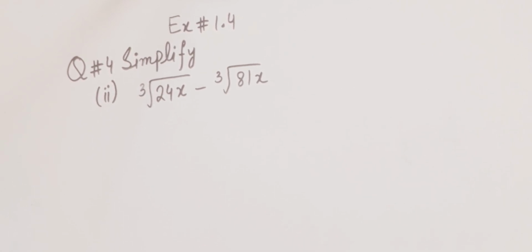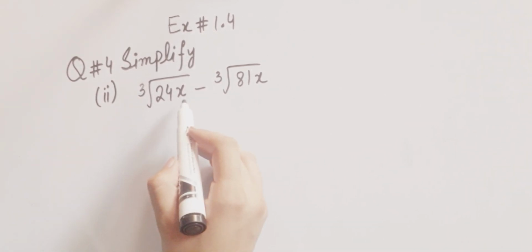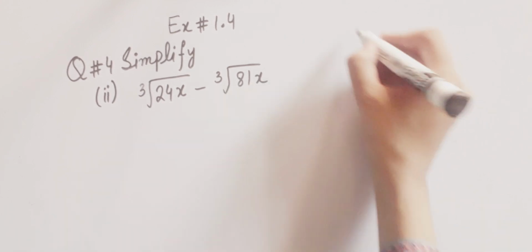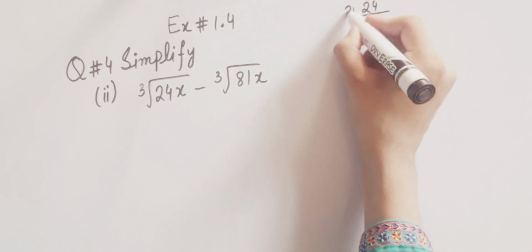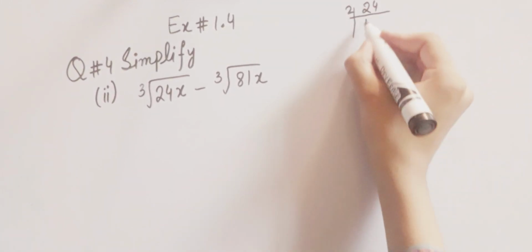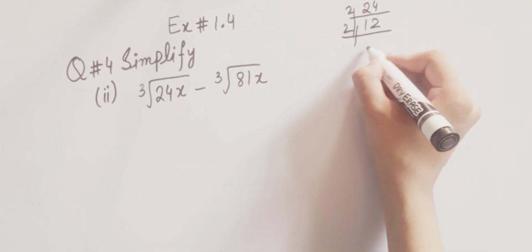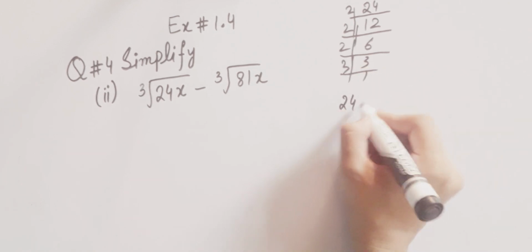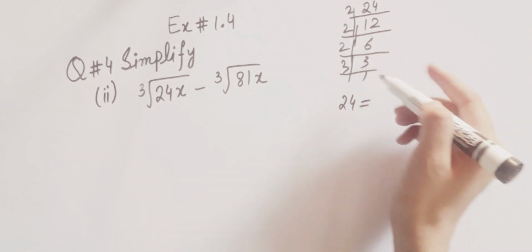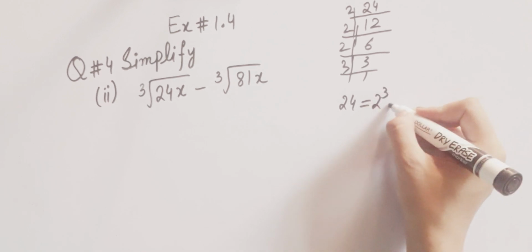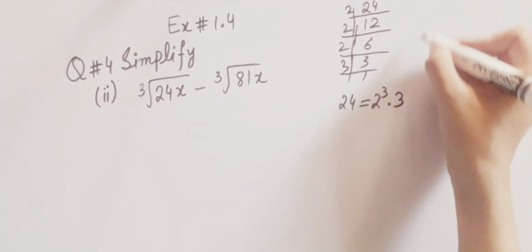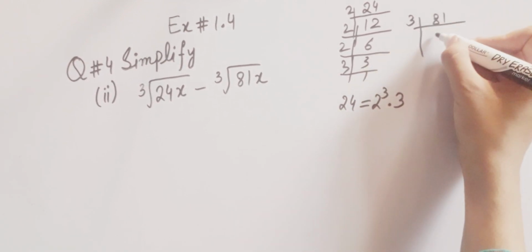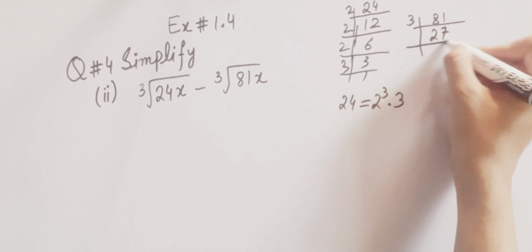Now in the second part we have 3 into square root of 24x minus 3 square root 81x. We will make the factors of 24 first of all. When 24 is divided by 2, we have 12, 6, 3, 1. We can write 24 as 2 power 3 into 3 multiply 3. Now we will make the factors of 81, which is equal to 3 into 27.